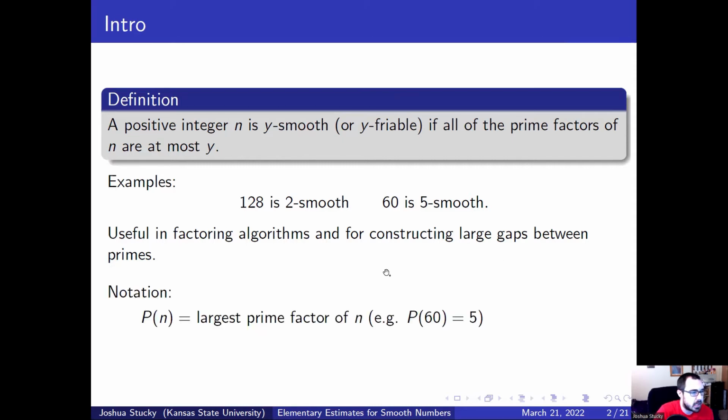Quick notation that I'll use throughout these slides. Capital P of n is going to be the largest prime factor of n. Sometimes in the literature, you see this as P with a subscript plus, and if you want to denote the smallest prime factor, you use a minus. That's just cumbersome notation for this purpose, so I'm just going to denote it like so. So P of 60 would be 5. And then the counting function for the number of y-smooth integers up to x is denoted with a capital Greek psi, so psi of x, y. It's just counting these integers.